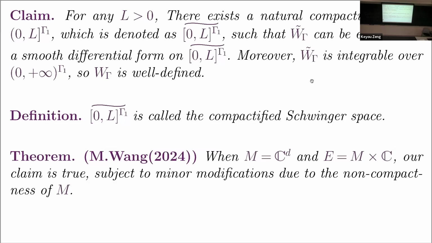And recently, I think we already have enough ideas to prove our claim. We can prove that if this claim is true, then the Feynman graph integral defined in this way coincides with the Cauchy principal value we defined earlier.